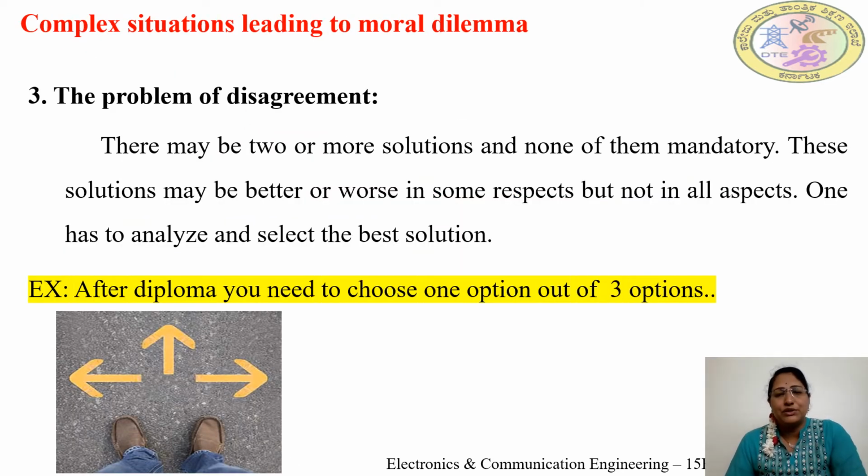Okay, the third situation of confronting a moral dilemma is the problem of disagreement. The problem of disagreement means there may be two or more solutions and none of them is mandatory, that is, none of them is compulsory. So for one problem there are more than two solutions. These solutions may be better or worse in some respects, but not in all aspects.